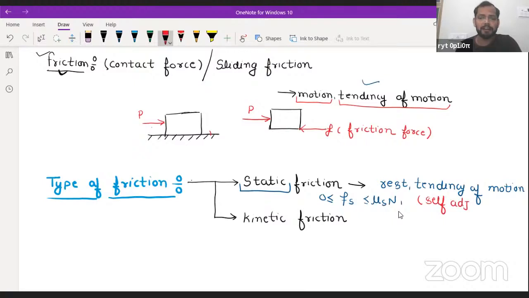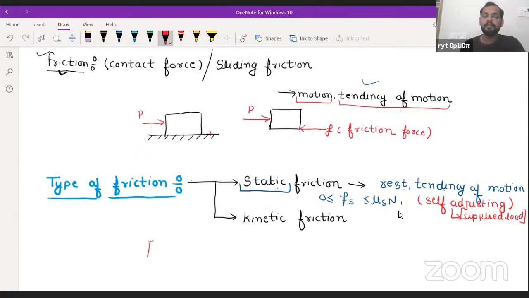And with respect to what is it self-adjusting? It is self-adjusting in nature with respect to the applied load. That means whenever the body is at rest and there is a tendency of motion, in that condition the magnitude of static friction will be equal to the applied load.